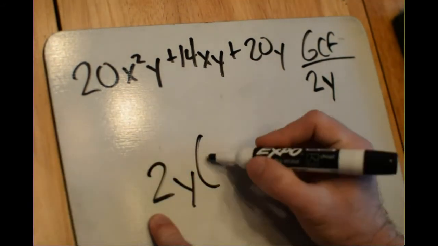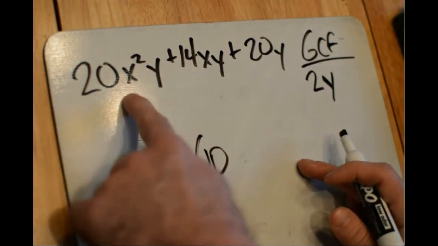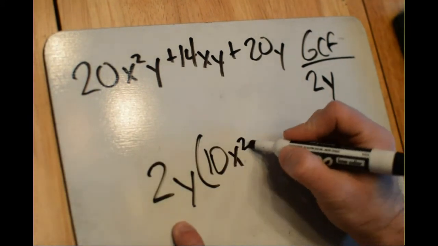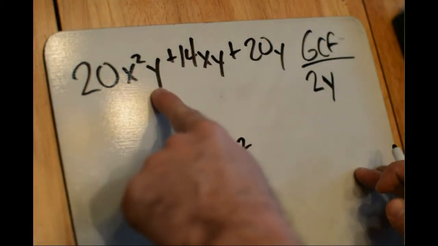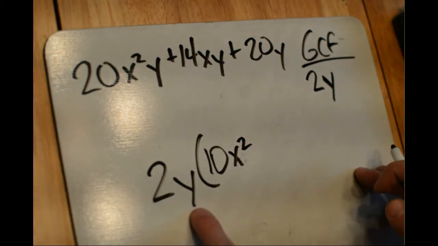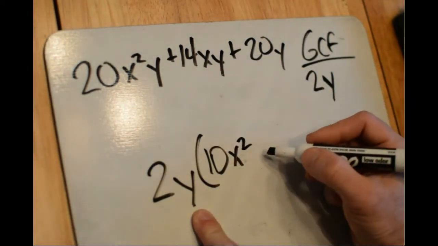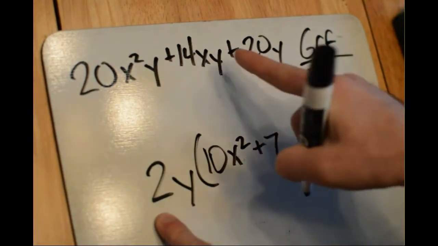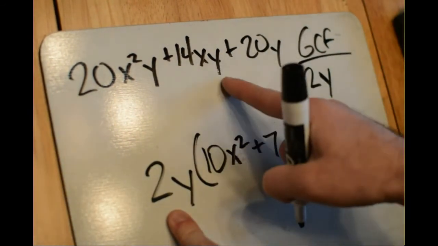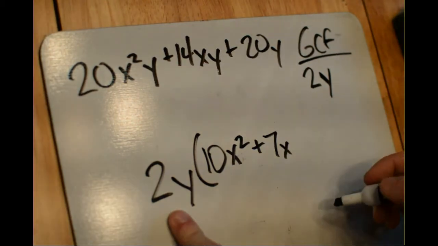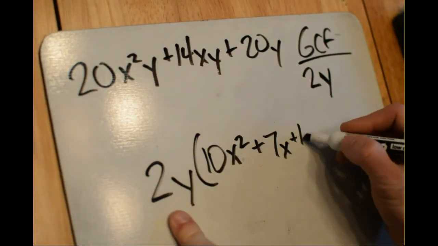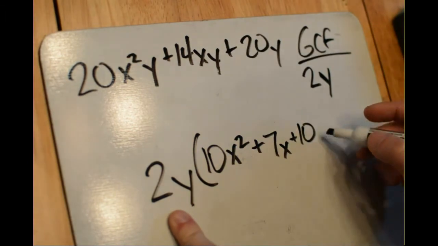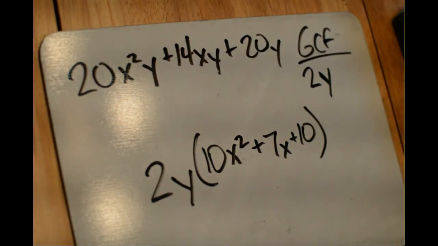20 divided by 2 is 10. X squared, I didn't divide out any x terms, so that's going to stay x squared. And y, I had 1 factor of y, and I divided that out, so I don't have any left inside the parentheses. 14 divided by 2 is 7. X didn't get divided out, but y did, so I just have that x. 20 divided by 2 is 10, and that y got divided out, so I don't have any variables on that anymore. So this factored to 2y times 10x squared plus 7x plus 10.